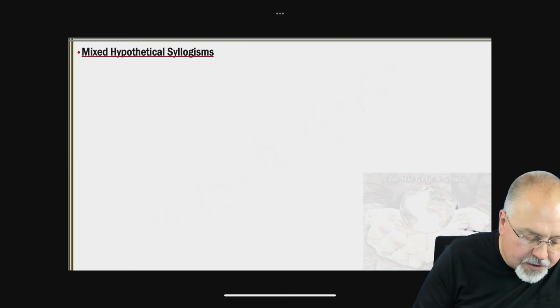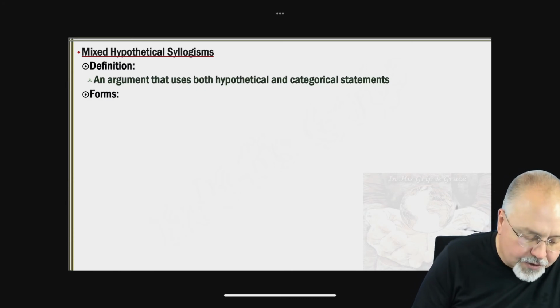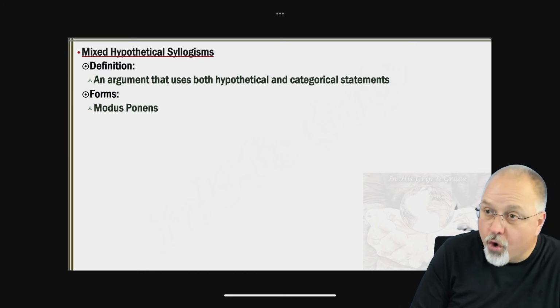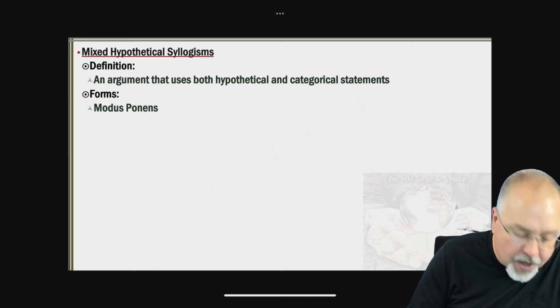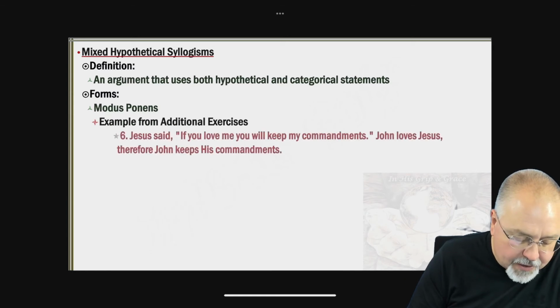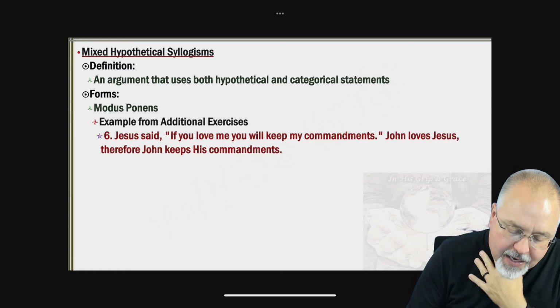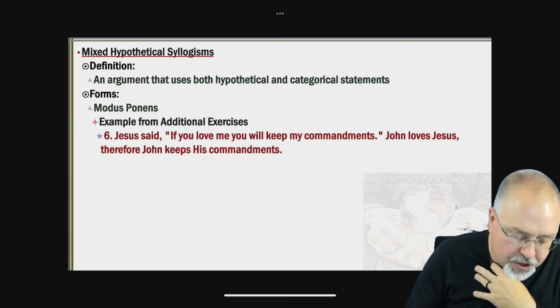So let's keep going. Let's look at this. There's mixed hypothetical syllogism, an argument that uses both hypothetical and categorical statements. So there are different forms. The first one is modus ponens, is how you say that. An example from the additional exercises. Jesus said, if you love me, you will keep my commandments. John loves Jesus, therefore John keeps his commandments.